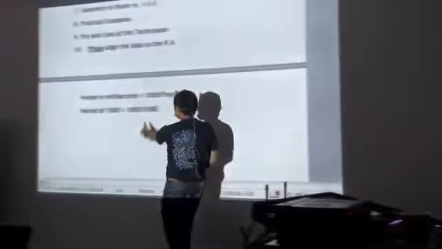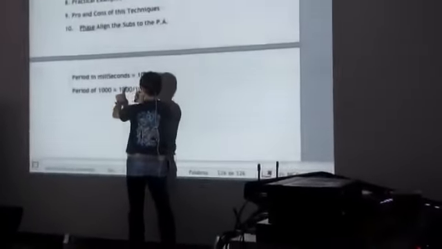1000 over 1000. 0 goes out, 0 goes out, 0 goes out. 1 over 1. So period of 1000 Hertz is 1 millisecond. This is just the mathematical method.